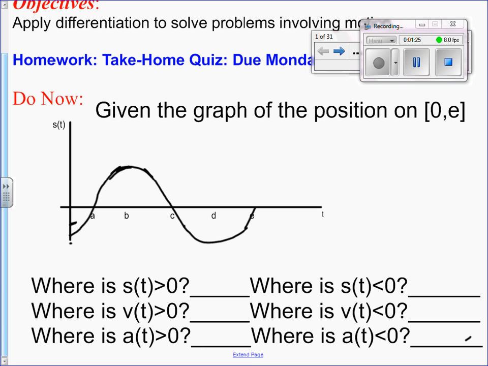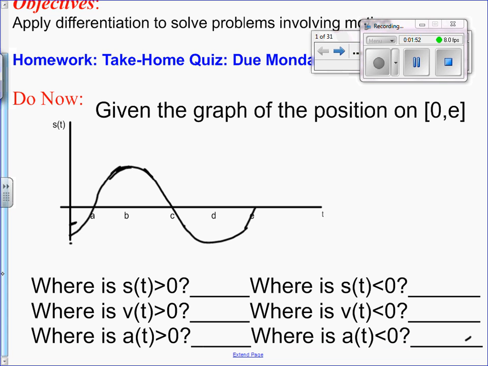The second derivative of position is acceleration. Wherever the position graph is concave up, the acceleration will be positive. And where it's concave down, the second derivative will be negative. You think you got it? Give it a shot. All right, I'm pausing this.